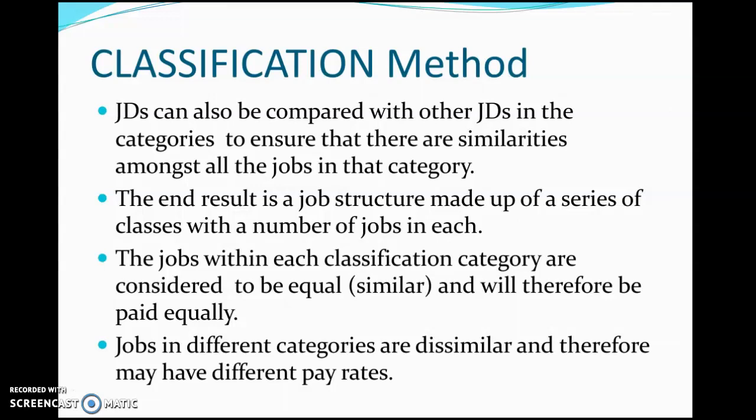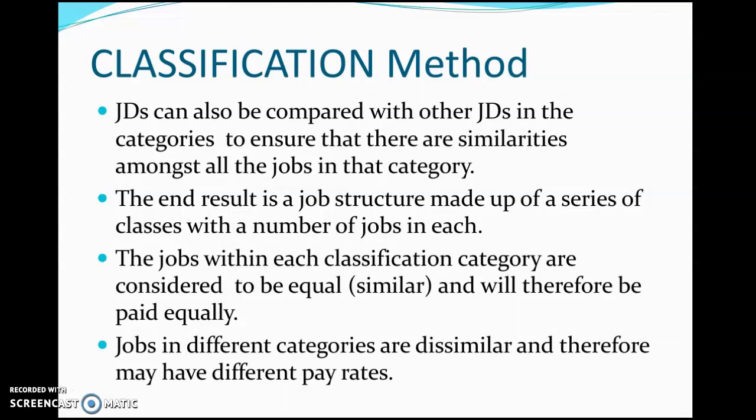And we continue. So we're just looking at the classification method, which is just as it suggests, we're trying to find ways of classifying jobs into different categories. But when we do this, we're trying to ensure that there's similarities amongst all the jobs in that category. So for example, I might find out that all the first level administrative positions in an organization belong to one category. Just like I might find out that everybody who's in charge of a department belongs in another category.